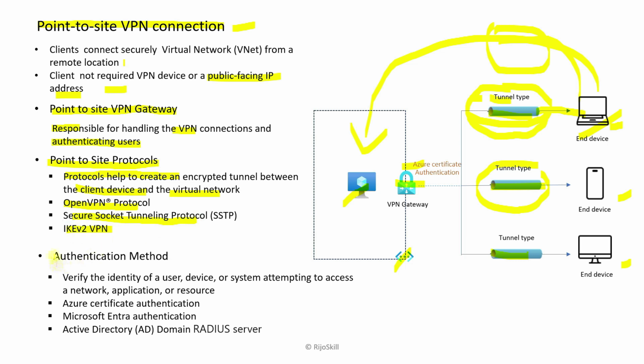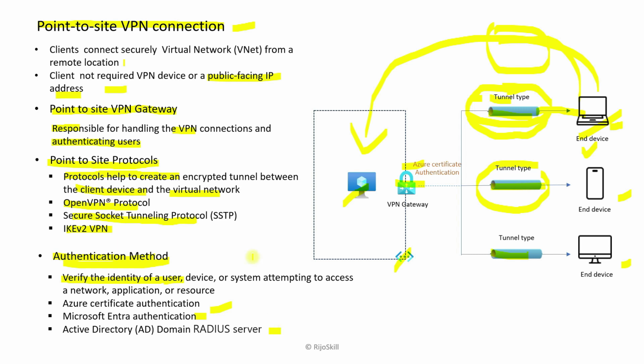So next we will go to the authentication method. What does authentication mean? It verifies the identity of the user device or the system attempting to access the network. You create your tunnel type, your VPN gateway and everything, and then you need to check whether the user authentication is correct or not, so that it verifies the identity of the user. The authentication methods available for the Point-to-Site VPN connection are Azure certificate, Microsoft Entra authentication, and Active Directory RADIUS server. We will discuss these in detail in the slides.